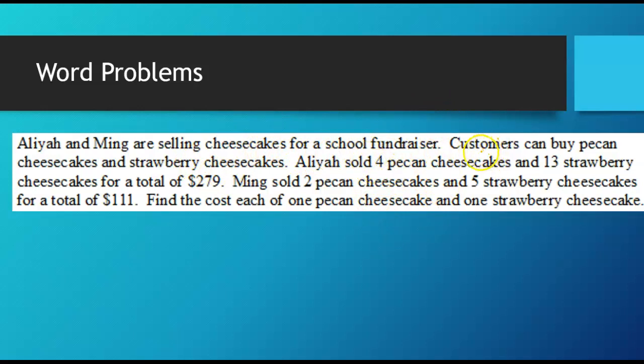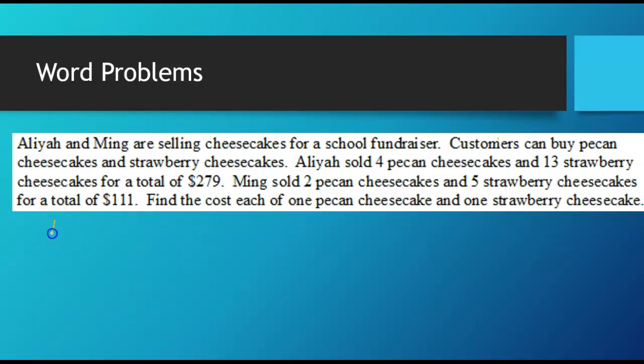Customers can buy pecan cheesecakes and strawberry cheesecakes. Alaya sold 4 pecan cheesecakes and 13 strawberry cheesecakes for a total of $279. Ming sold 2 pecan cheesecakes and 5 strawberry cheesecakes for a total of $111. Find the cost of 1 pecan cheesecake and 1 strawberry cheesecake. I'm pretty sure that's what it's supposed to say.